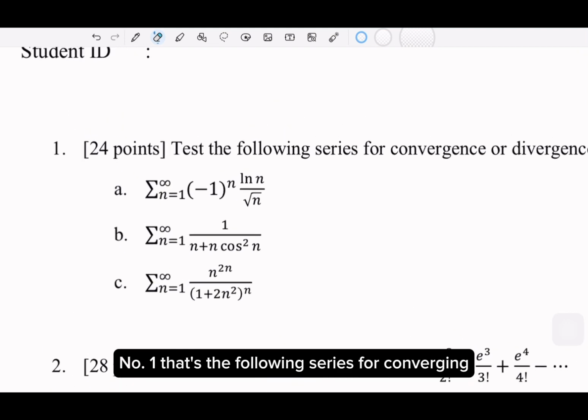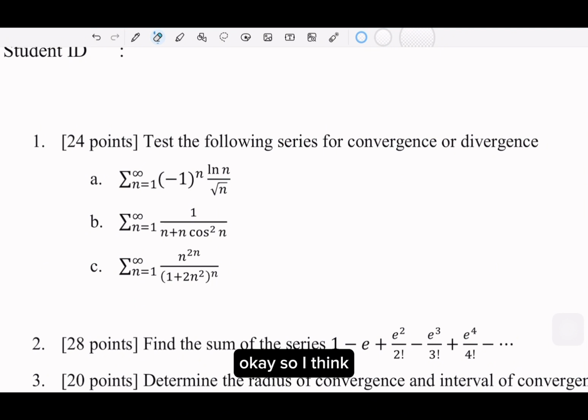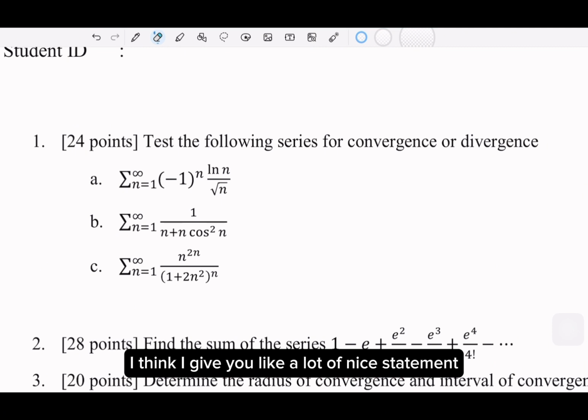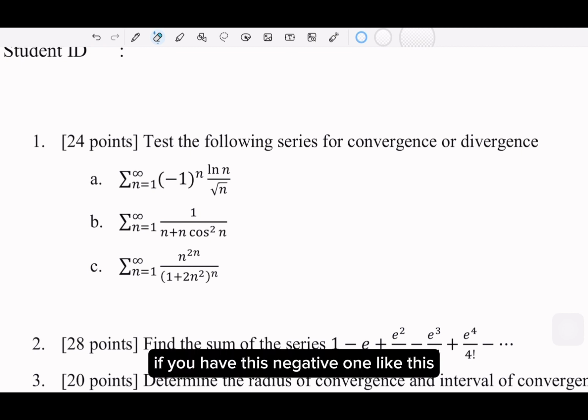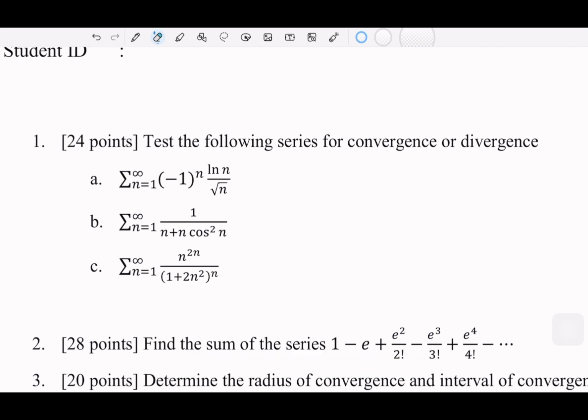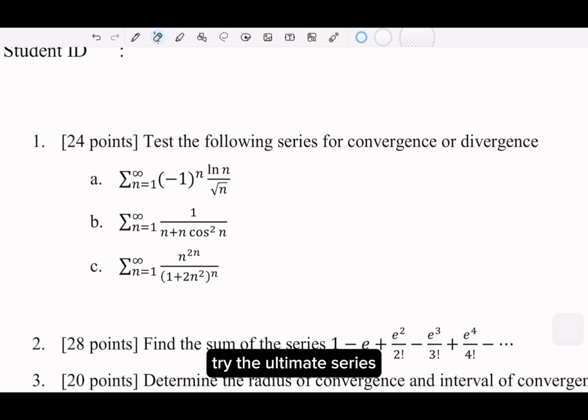Okay, number one, test the following series for convergence or divergence. I think I gave you a lot of tests, right? You can check the Moodle, the notes, or the videos, and also the TA gave you something, right? So from all this, you need to have some strategy. As I mentioned, if you have this -1 like this, definitely try the alternating series test directly.